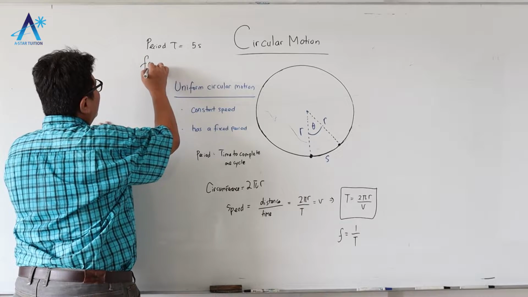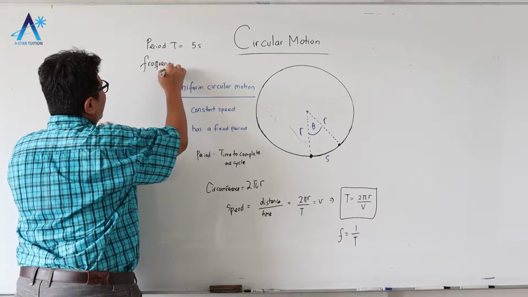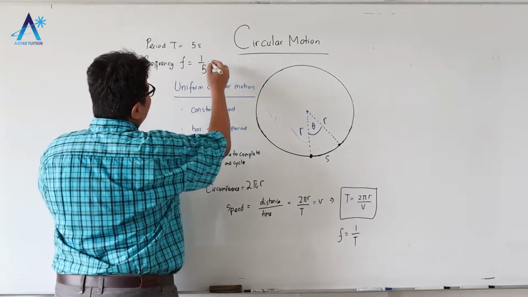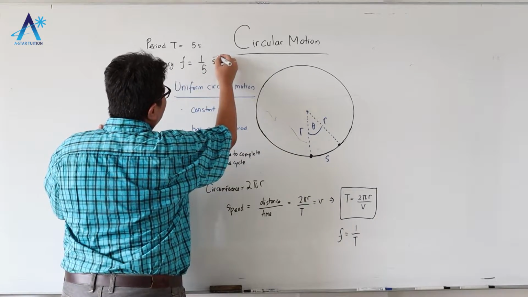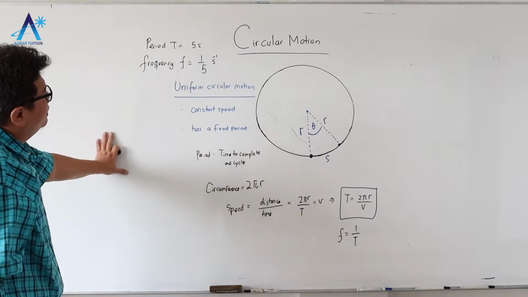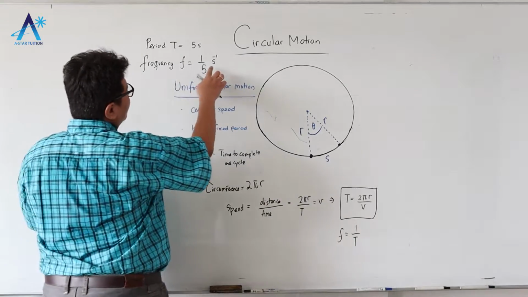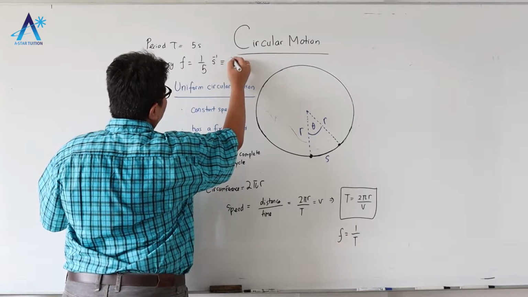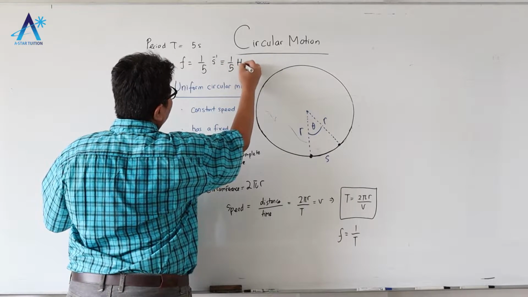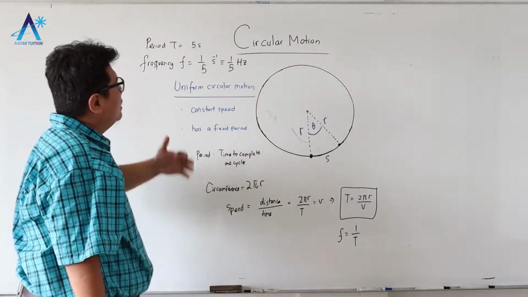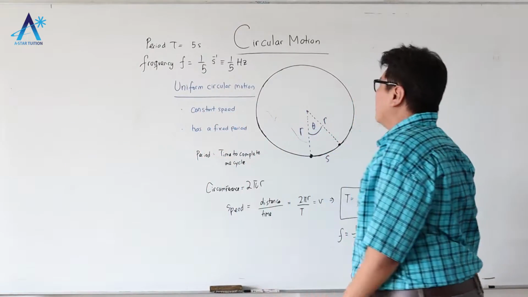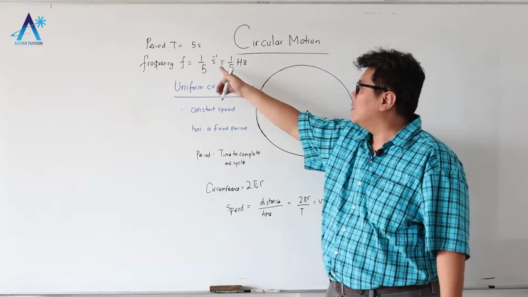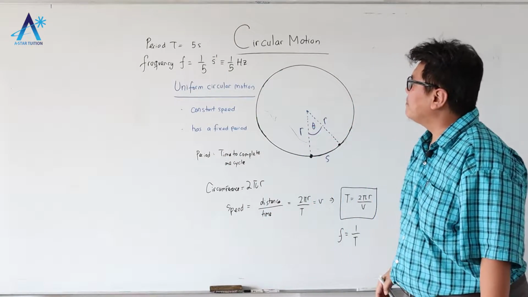So the frequency is f equal to 1 over 5. So there are 1 over 5 cycles per second, and this s^-1 can be written as hertz. So this is 1/5 hertz. Hertz is another unit for frequency, which is equivalent to s to the power minus 1.